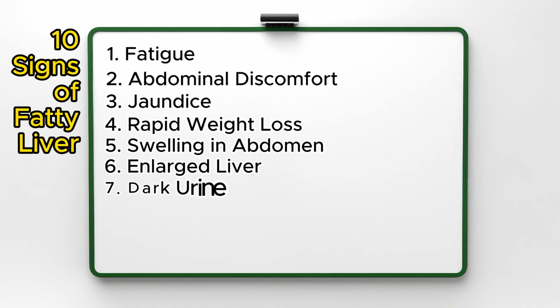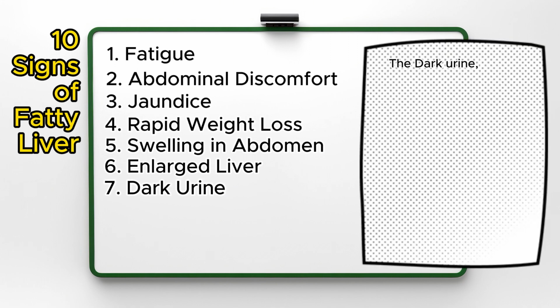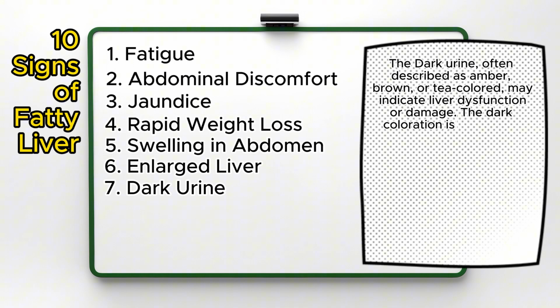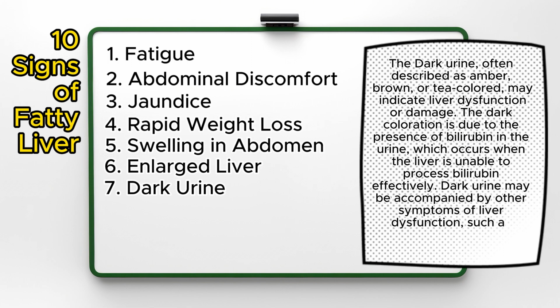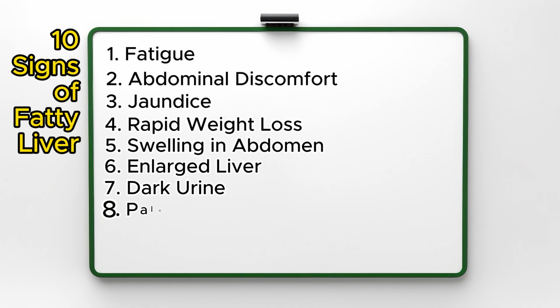Number 7. It's dark urine. Dark urine, often described as amber, brown, or tea-colored, may indicate liver dysfunction or damage. The dark coloration is due to the presence of bilirubin in the urine, which occurs when the liver is unable to process bilirubin effectively. Dark urine may be accompanied by other symptoms of liver dysfunction, such as jaundice or abdominal discomfort.